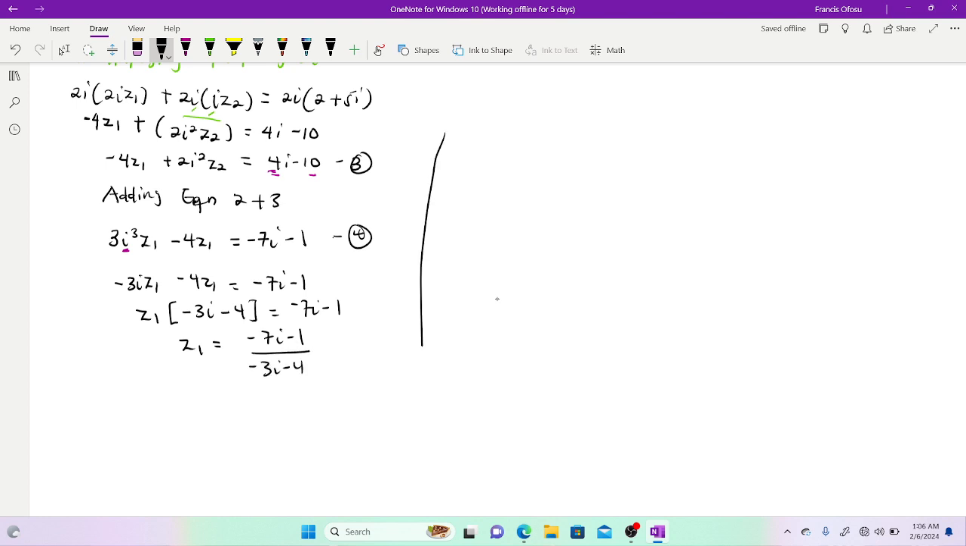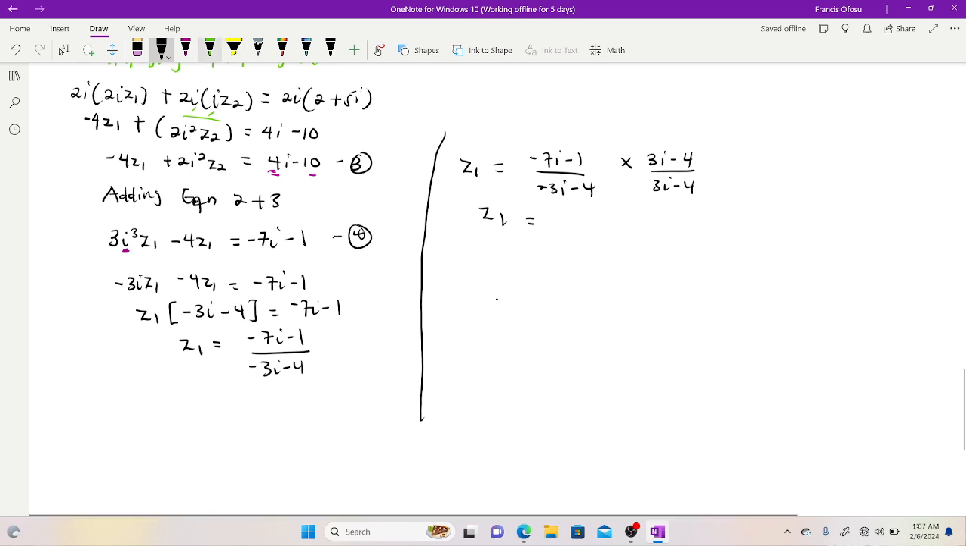And at this point, you can clearly see that I need to rationalize what I have here before I'll get the actual value for Z1. -3i minus 4. So I have to multiply both the numerator and the denominator by the conjugate of the denominator, which is always the negative of the imaginary. So in this case, I'll be getting 3i minus 4 over 3i minus 4. So Z1 is simply equal to, I'll multiply what I have for the numerators, then the same for the denominators.